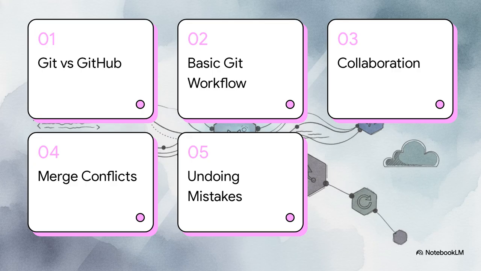So here's our roadmap for today as we walk chronologically through a developer's day. We'll start with the difference between Git and GitHub, move into the basic workflow, talk about branches and collaborating with teams, look at how to fix merge conflicts, and finally, my favorite, undoing mistakes in Git.